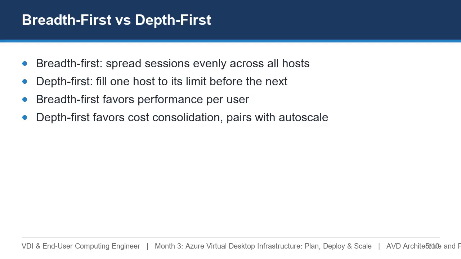For pooled host pools, you pick one of two algorithms. Breadth first spreads new sessions evenly across every available host, which keeps per host load low and protects the user experience, a good default for knowledge workers. Depth first instead fills one host up to its maximum session limit before moving to the next, which minimizes the number of hosts running at once. Depth first is the natural partner for autoscale plans that are trying to consolidate load and shut down unused capacity.